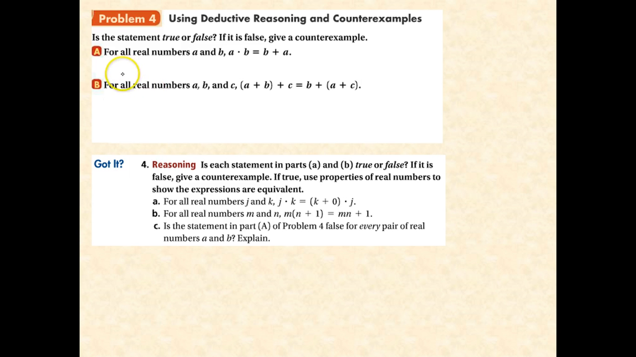Or another way to say it is false. 5 times 3 does not equal 3 plus 5. 5 times 3 is 15. 3 plus 5 is 8. And those are not equal.